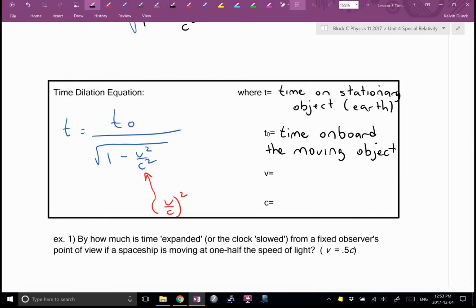Emma, T0 equals time. What's the word I used? Again, time. What's the word I used? What letter does on board begin with? What letter does that 0 look like? That's how I remember. T-O, T on board. Okay. V is the speed of the moving object.